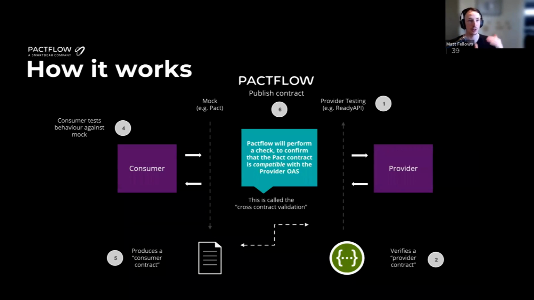And that happens whether you're doing it from the consumer side of the equation or the provider side. If the provider removes a field that's going to break a consumer, it will prevent you from doing so. If the consumer adds something that the provider doesn't actually have, it's going to prevent them from doing that as well.